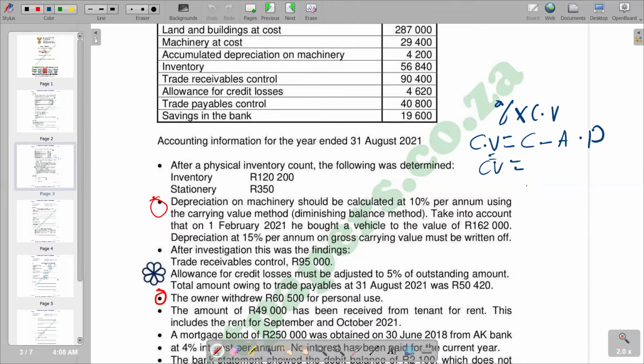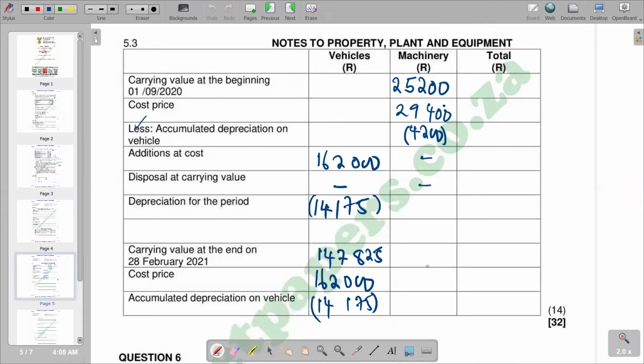So we are saying 10%, 10 over 100 times 25,200. And then obviously you are going to get 2,520. So this is our depreciation for the year for machinery. So we come here, we put our depreciation for the year as 2,520. So the cost at the end is just the same, 29,400, no additions, no disposal. So we are saying 29,400.